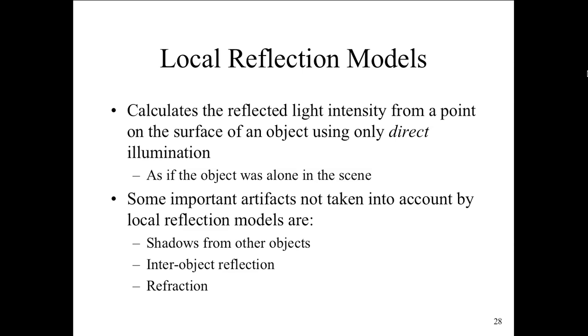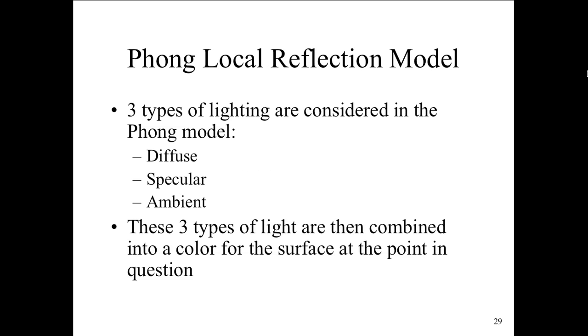So some important artifacts not taken into account by the reflection models are shadows from other objects. We don't take that into consideration. Also inter-object reflection and refraction. So as a local reflection model, it's not used in large scenes with many components. It's used for simple things, such as the teapot example. You're just reflecting light off of a shiny object. So you're going to use multiple lighting techniques in the same model to get a more realistic effect.